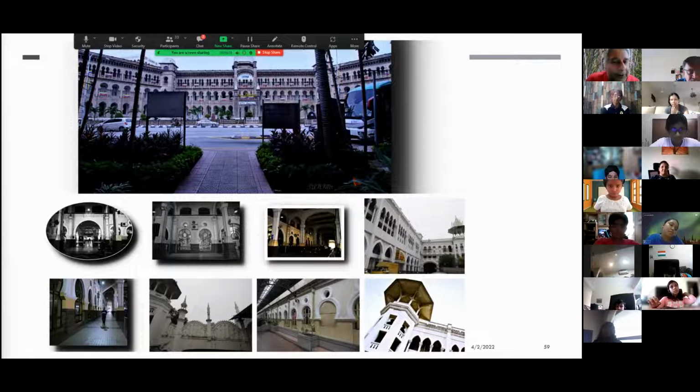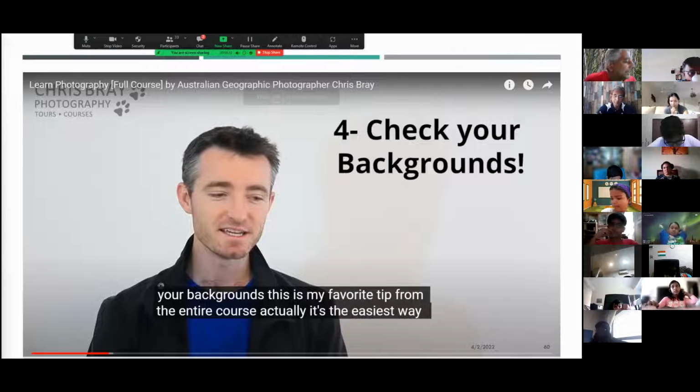Here are some pictures of the KL railway station. I framed them in different angles so that it gives you different dimensions of how to take pictures. Different angles give a different kind of story. So when you frame something, you're actually framing a story. How are you going to set it up?